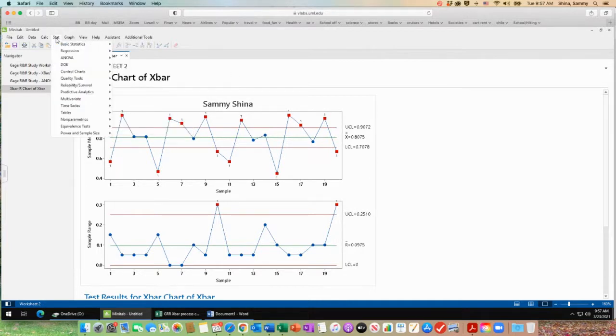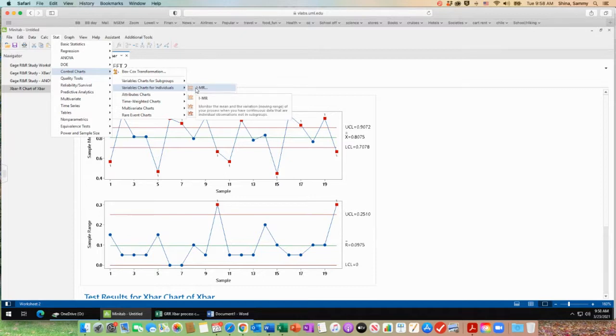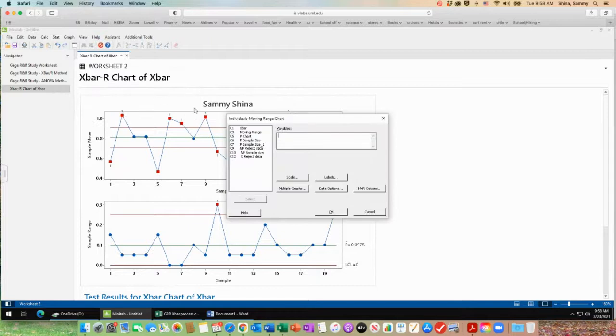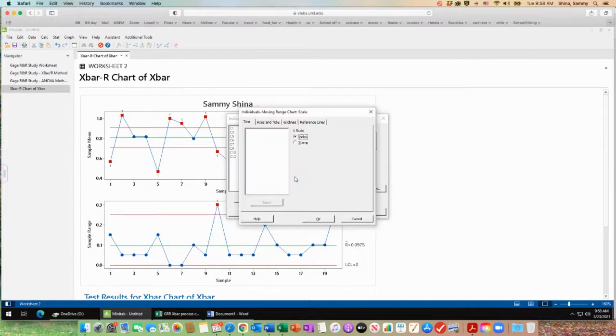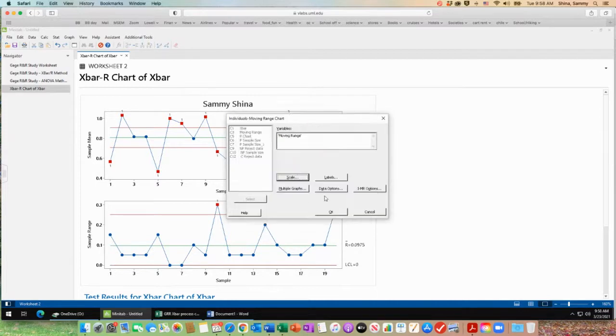Next thing we're going to do is stat, control charts, variable charts for individuals. We want to do it for individuals. I like to use IMR, to monitor the mean and the variation. So if we do that, it says, what variable are you measuring? I'm measuring the moving chart. Now there is no subgroup size number, so it's no problem. And then the scale is chosen by the system.